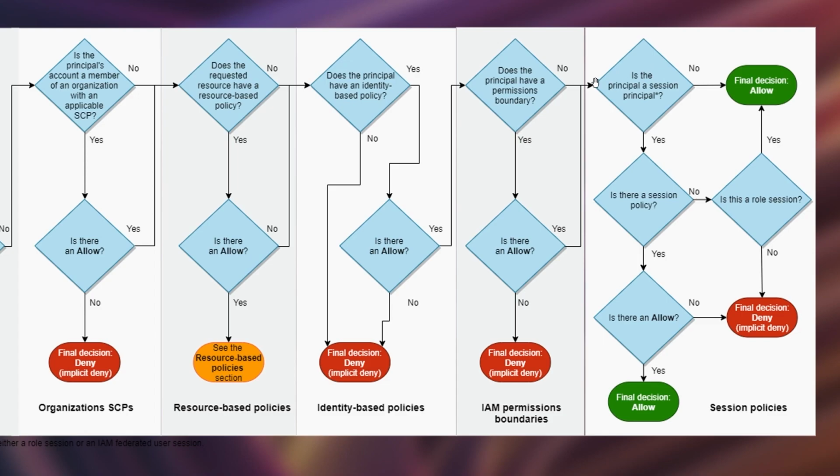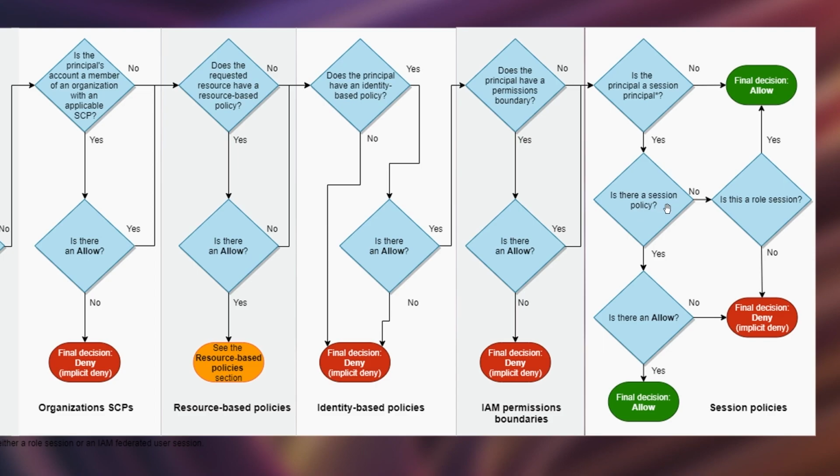And the same goes if it is not a session policy, because it does not have a permission boundary and it has an allow in the principal as an identity based policy. If these conditions are satisfied, then it will automatically be allowed. Okay, for the session principal, it will check if there is a session policy. If there is an allow in that, then the final decision is allow. And if not, then it goes with the implicit deny.